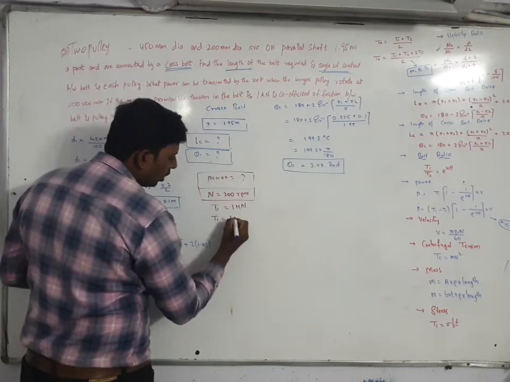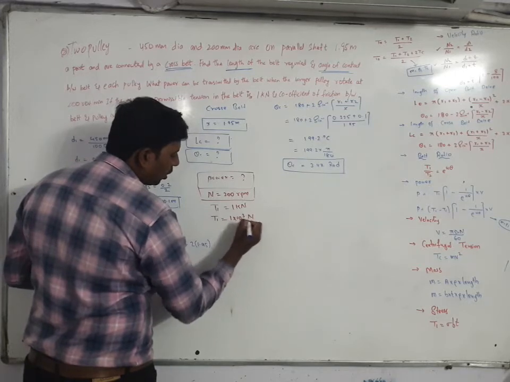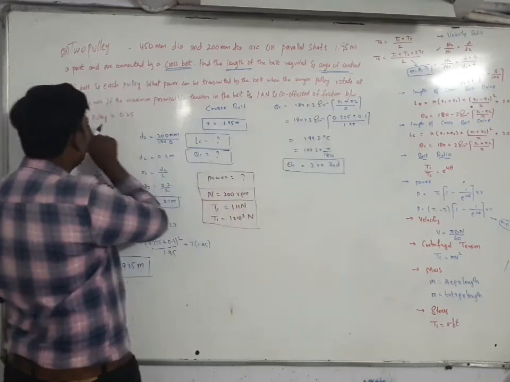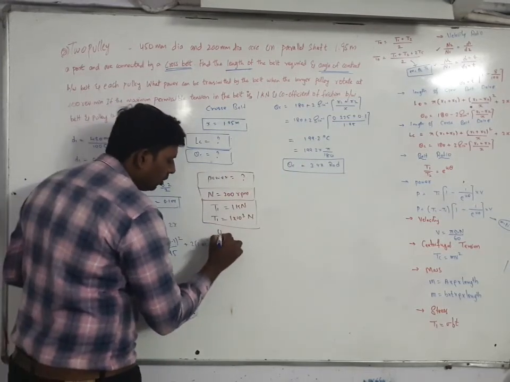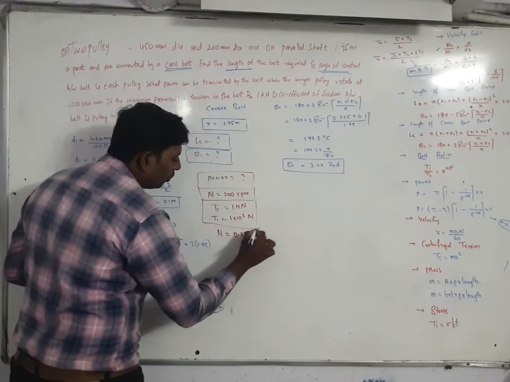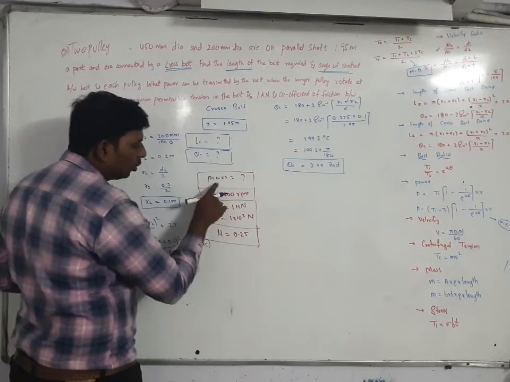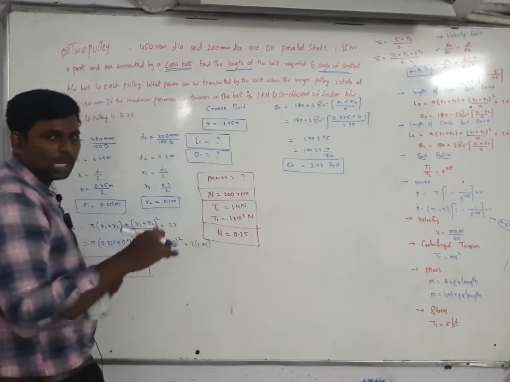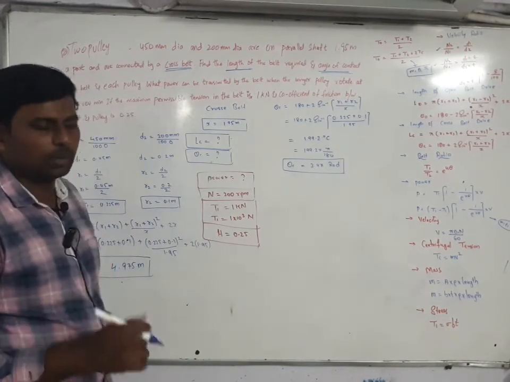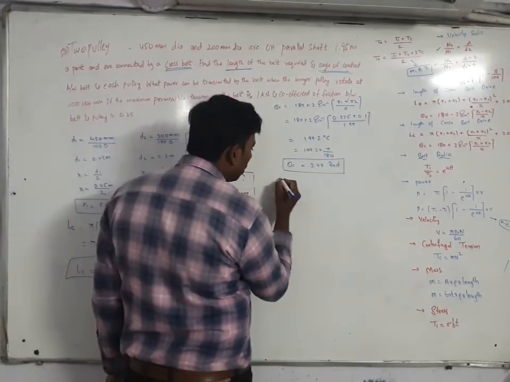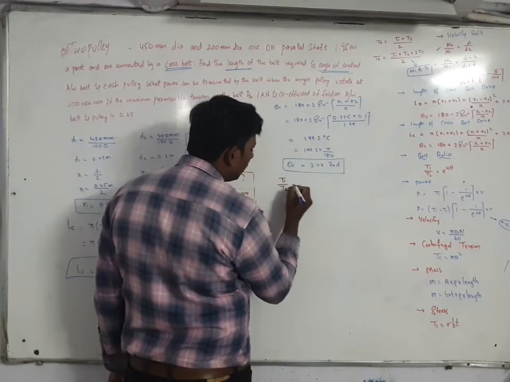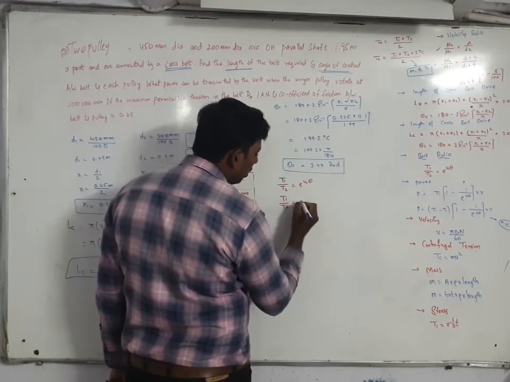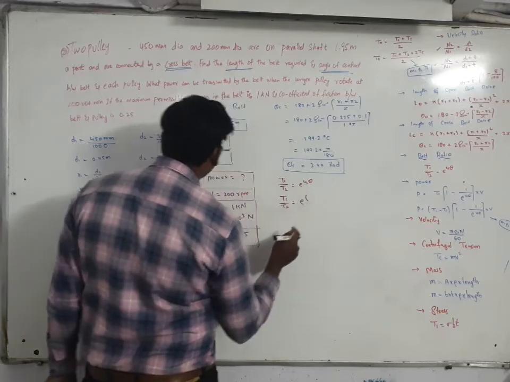So T1 is equal to 1 into 10 to the power of 3 Newton, and the coefficient of friction between the belt and pulley, mu, is given, mu is equal to 0.25. So he is asking to find out the power. N is given, T1 is given, and mu is given. I told you, whenever you are going for the power, first you have to find out the belt ratio. T1 by T2 is equal to e to the power of mu theta.